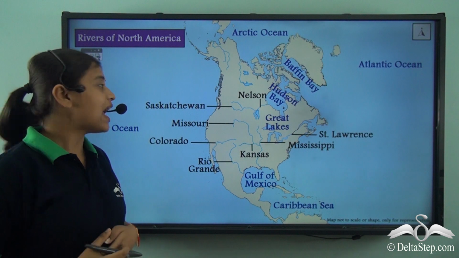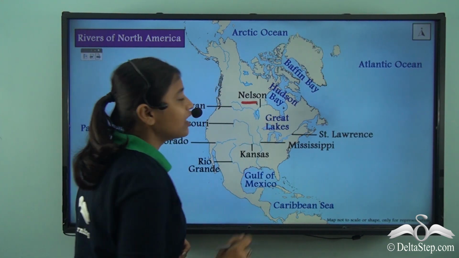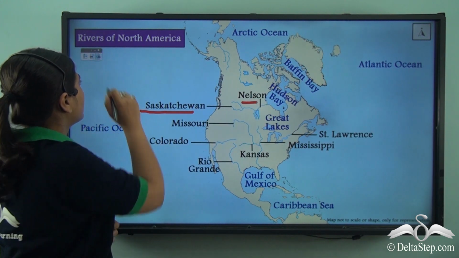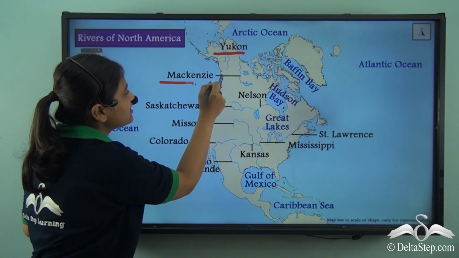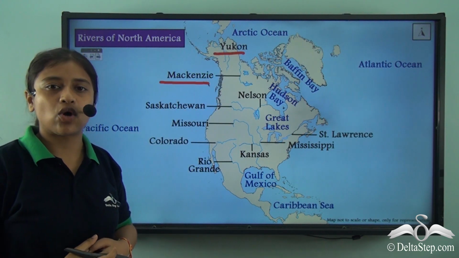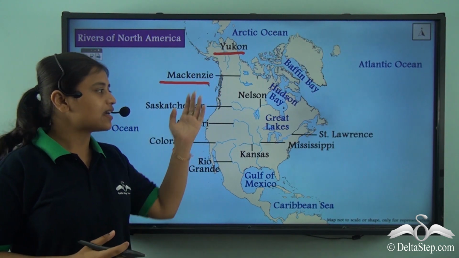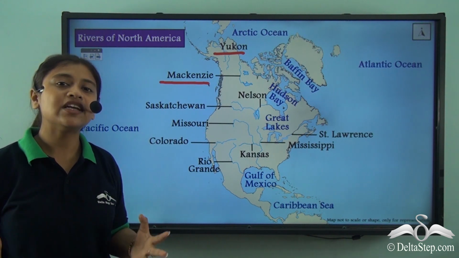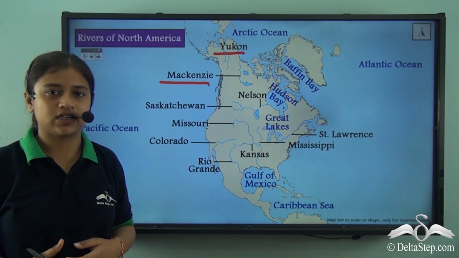Following these, we have the Saskatchewan River and the Nelson River that flows into the Hudson Bay. And finally, we have River Yukon and River Mackenzie at the very northern part of the continent flowing into the Arctic Ocean. So you see, these are some of the major rivers of the continent and they have a very influential effect on the overall development and growth of the continent.